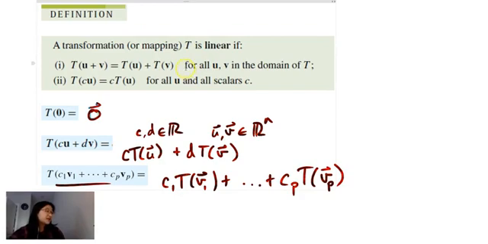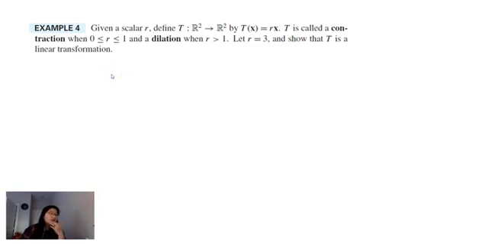So what do you need to check to see if a transformation is linear? These things. If r is a scalar, T is a mapping from R2 to R2, and T(x) is the scalar r times x, T is called a contraction when you're going smaller, and a dilation when r is greater than 1.